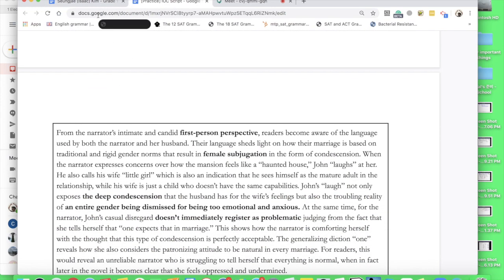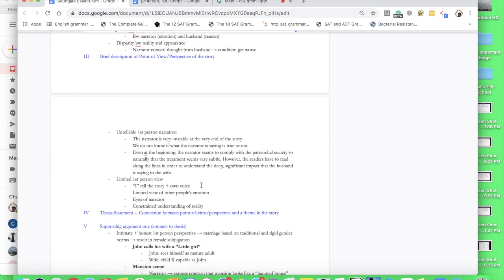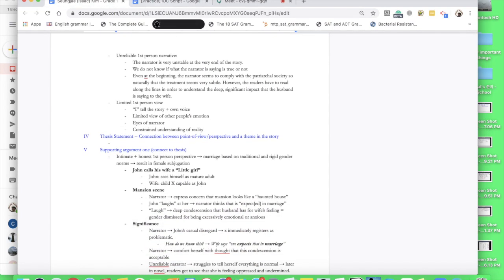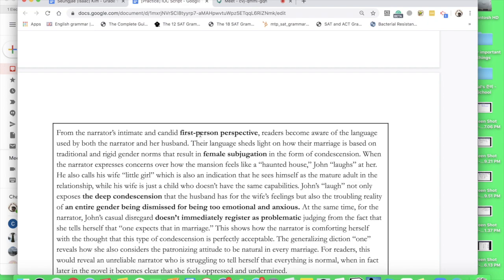So my first supporting argument, as I wrote in my essay structure, is that with the narrative's intimate and very honest first person perspective, the readers become aware of the language that is used by both the narrator and her husband, which reveals such subjugation. What their language sheds light on is how the marriage is based on very rigid gender norms that result in female subjugation.